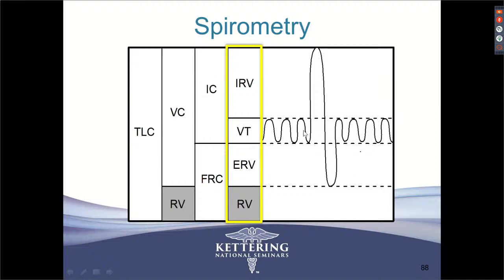So as we correlate this graph to this information over here, we've already identified where the tidal volume is, and it's these smaller waveforms right here. But if you go above the top of the tidal volume all the way to the maximum inspiration, we refer to that as IRV, inspiratory reserve volume. And if we go below the tidal volume in the normal exhalation all the way down to the maximum expiration, we refer to that as expiratory reserve volume. And then whatever volume is left in the lung after a maximum expiration, we refer to that as residual volume.